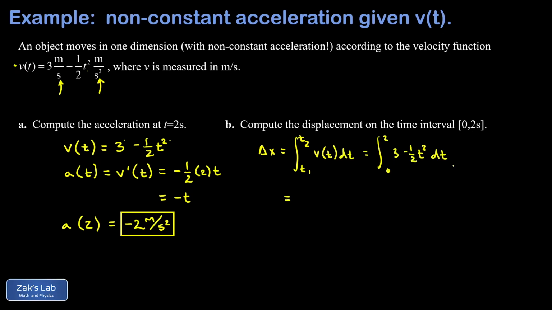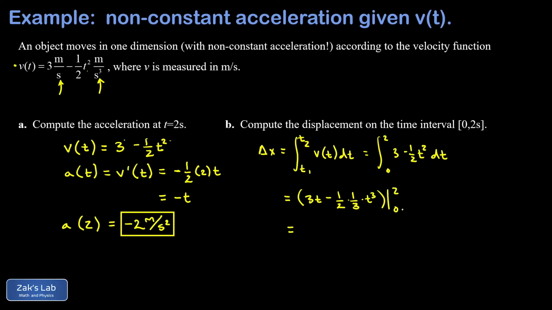So I have to get the antiderivative of that integrand. And when I integrate the 3, I get a 3t. And when I integrate the 1/2 t squared, I have to use the power rule backwards now. So I add 1 to the exponent and divide by the resulting number. So that gives me a 1/3 out in front and a t cubed. And then we're evaluating this from t equals 0 to t equals 2.